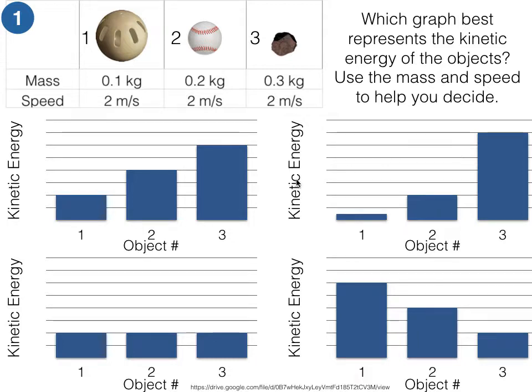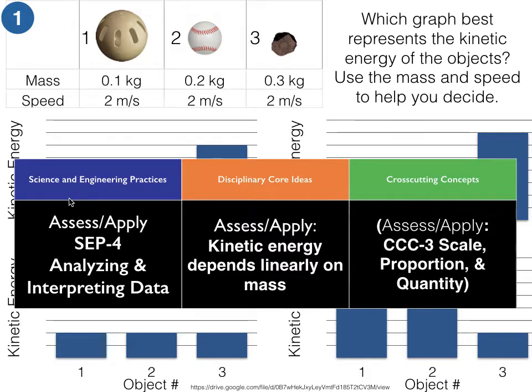The question then becomes, is this a linear relationship, like shown on the left side here, or does it go up something more than linear? And we, of course, know that kinetic energy depends linearly on mass. So what we're doing is we're asking our students to apply all three of the dimensions. And here is the foundation box, where we're asking our students to apply their ability to analyze and interpret data. They needed to know how to read those graphs, and we were testing to see if they could. They needed to know that kinetic energy depends linearly on mass, and we were assessing their ability to apply that information.